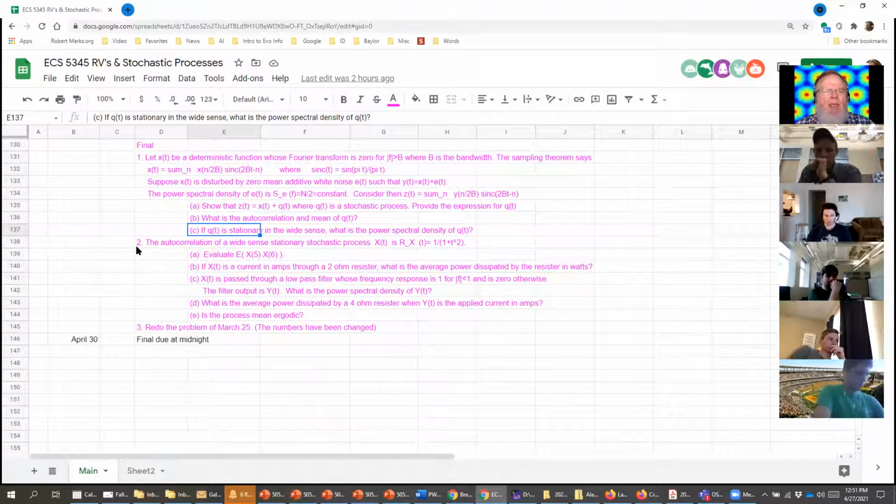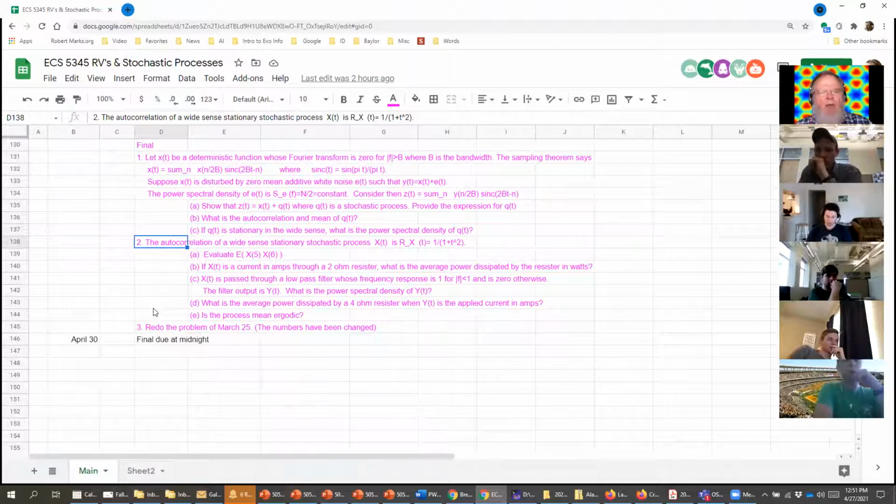Then I would ask you to do number 2, and this is the autocorrelation of a wide sense stationary stochastic process if x of t is given by this expression here.